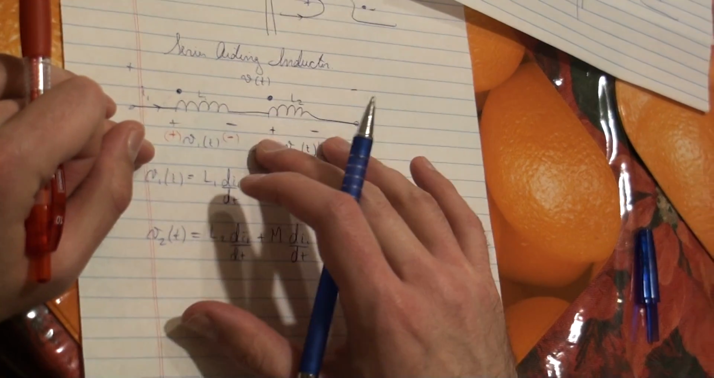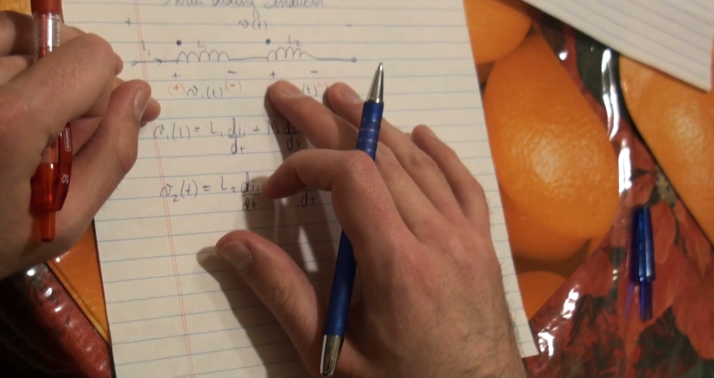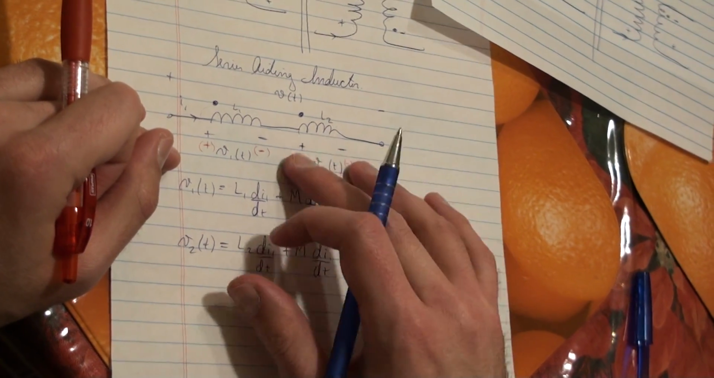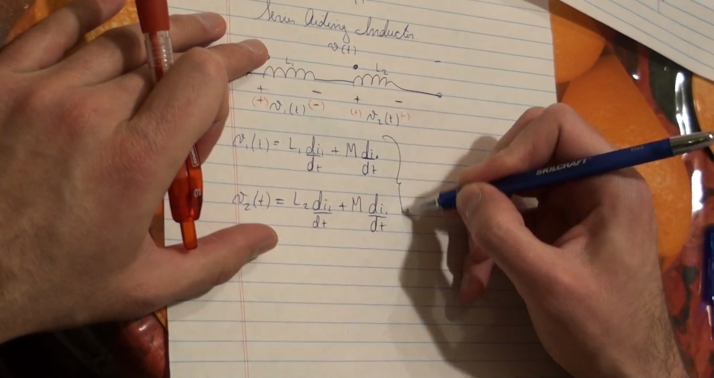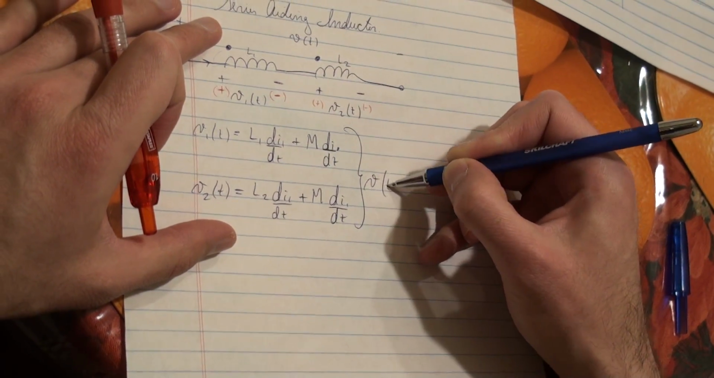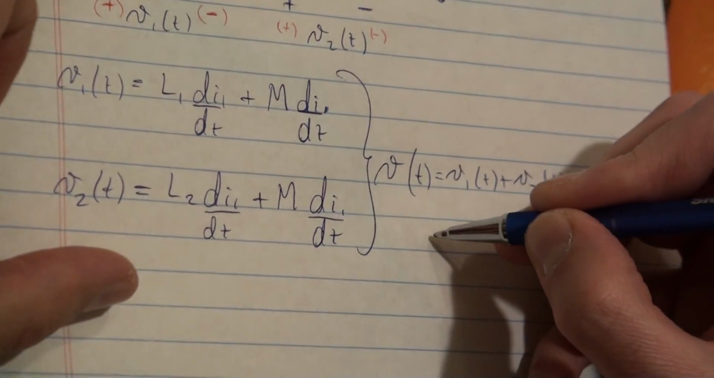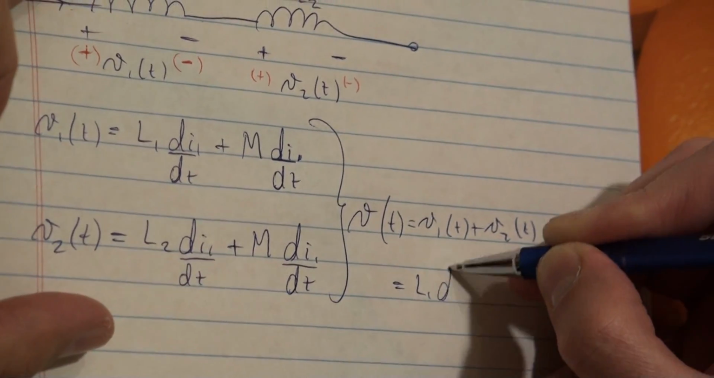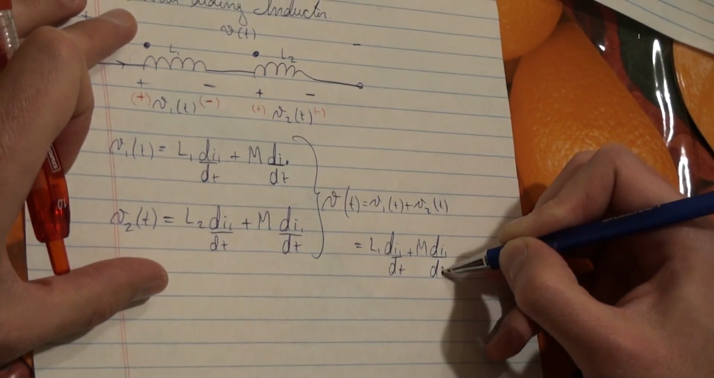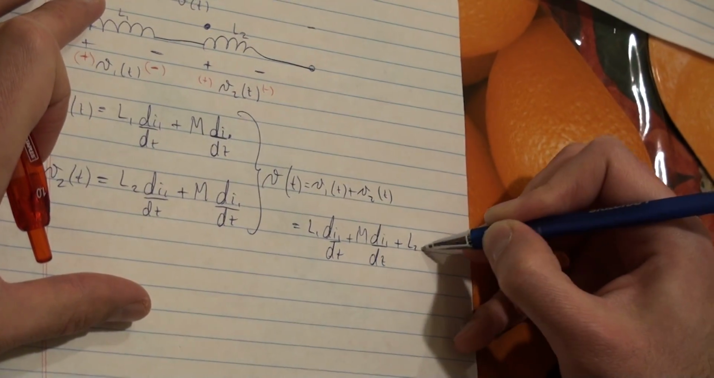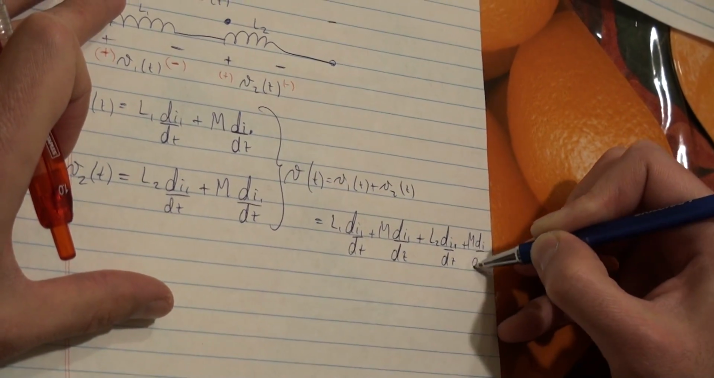So the voltage across this inductor is the self-inductance, the inductance due to itself, and also there's going to be a voltage induced here from this one because of mutual inductance. So if we were to add these together to find the total voltage, V1 of t plus V2 of t, we would get V1, which is L1 di1/dt plus M di1/dt, plus L2 di1/dt plus M di1/dt.